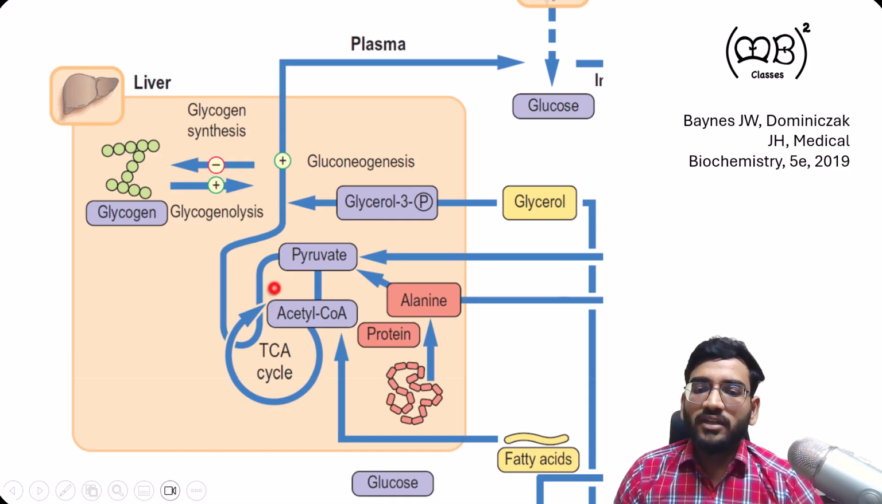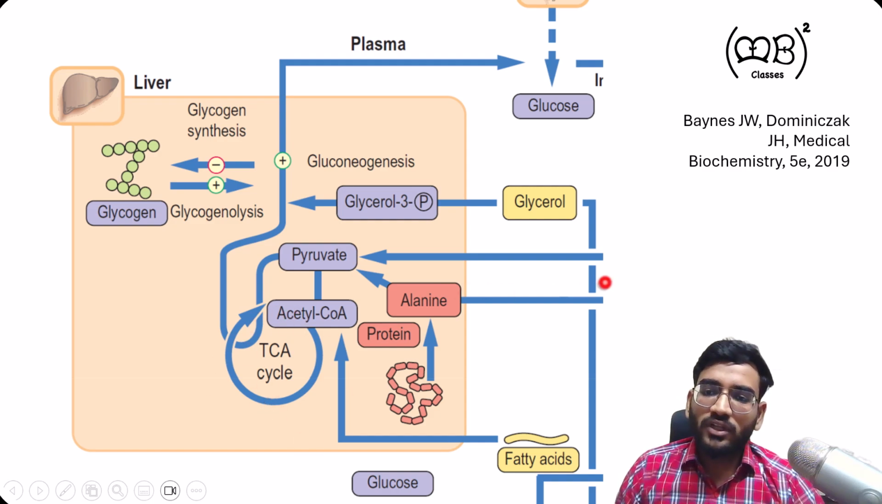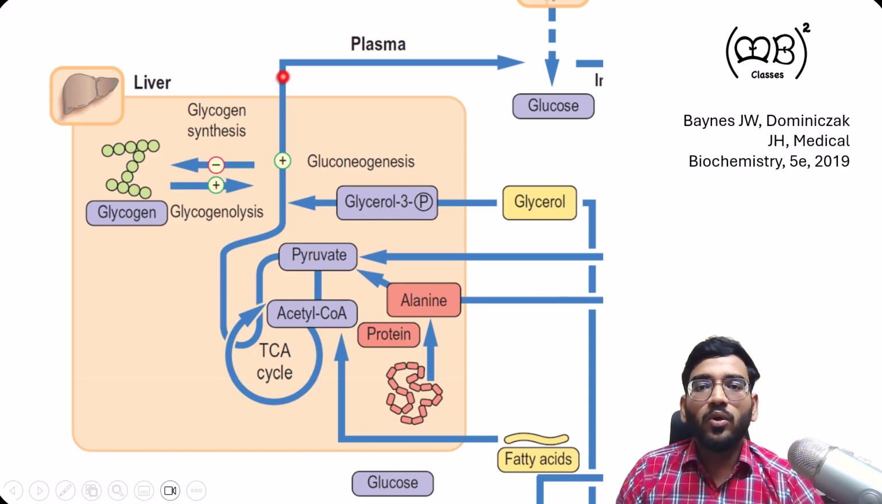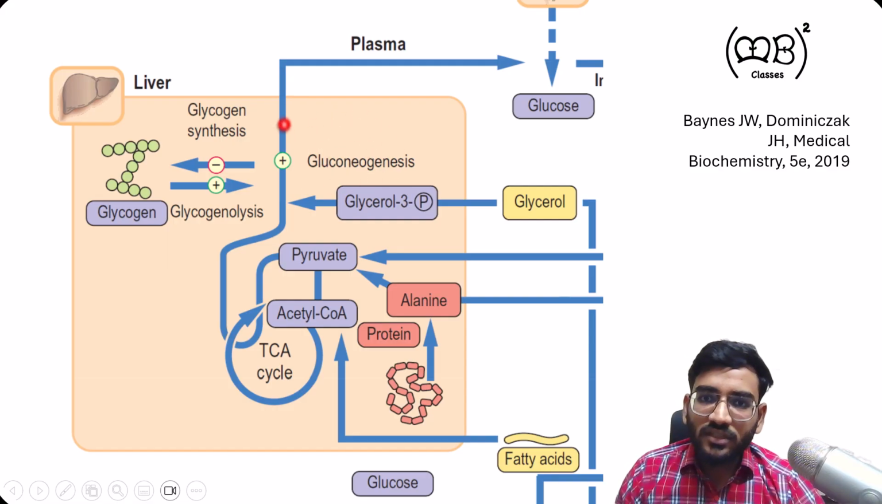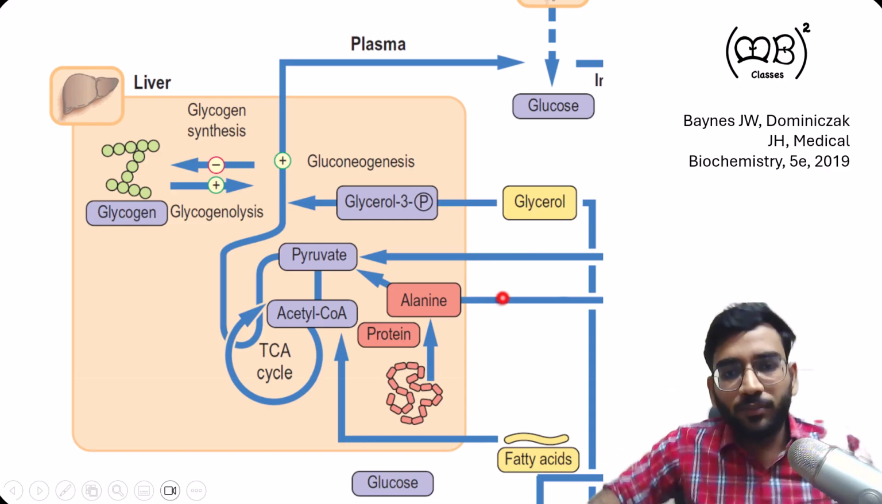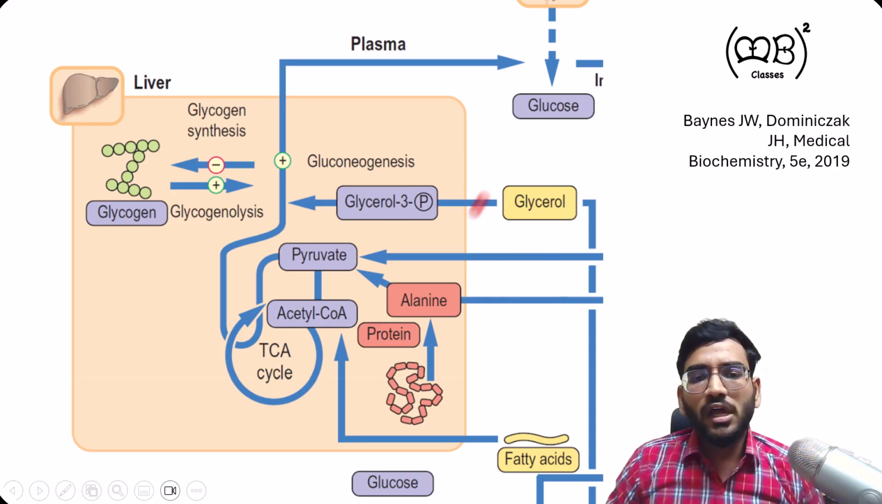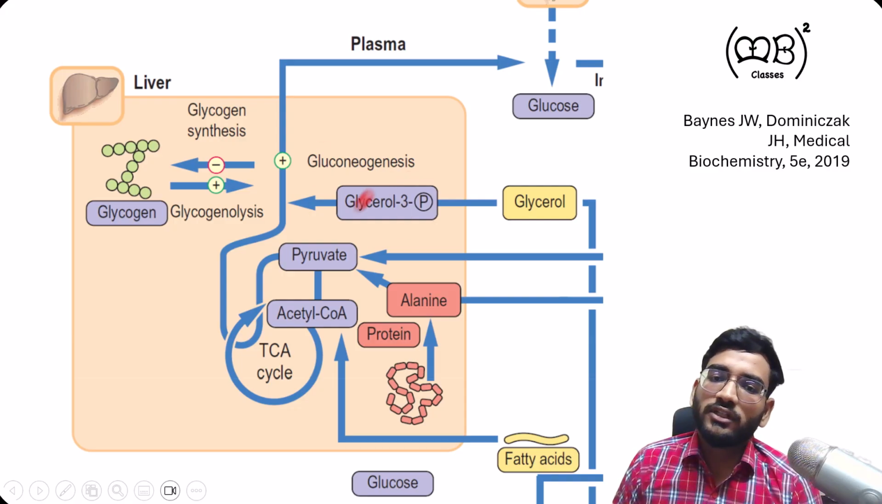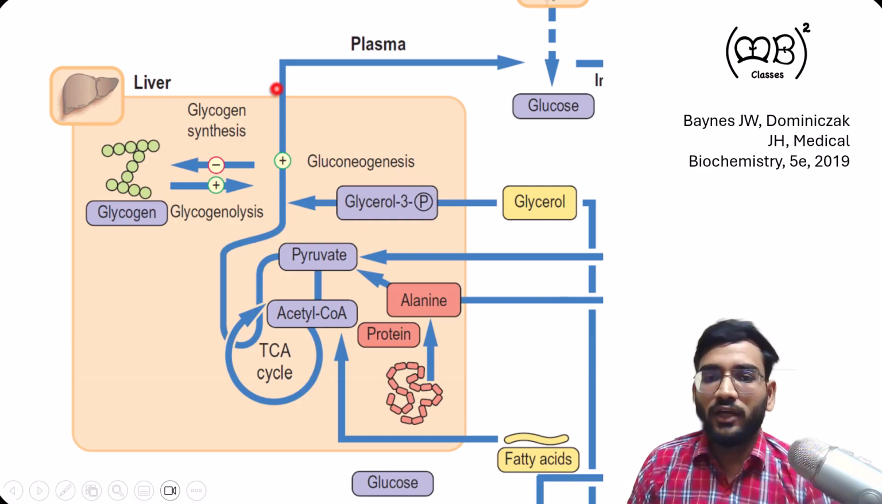But the major energy is coming from the fatty acids, which are provided by the adipose tissue. So these fatty acids will go into acetyl coenzyme A, beta oxidation, then go into the TCA cycle to provide energy. Also there is a cycle going on: from muscle there is alanine coming, alanine goes to pyruvate, pyruvate forms glucose via gluconeogenesis, and that glucose goes to the muscle. Okay? The glycerol is also coming from the adipose tissue, and that glycerol will form glycerol 3-phosphate. This glycerol 3-phosphate can also form glucose via the gluconeogenic pathway.